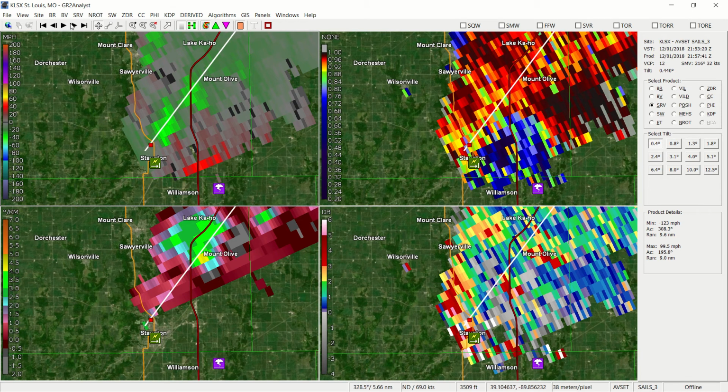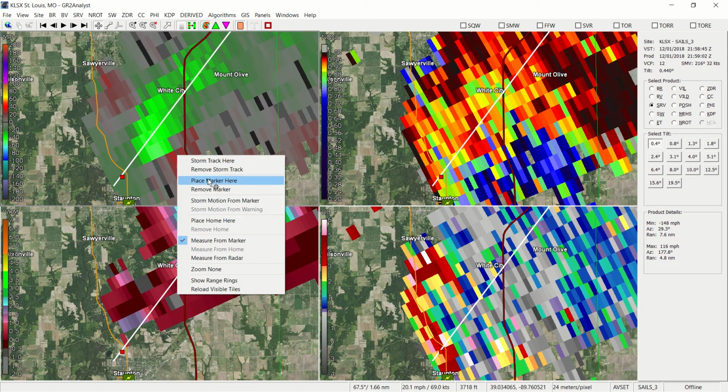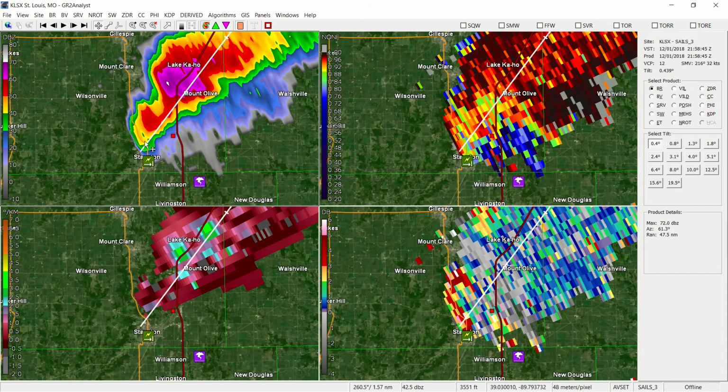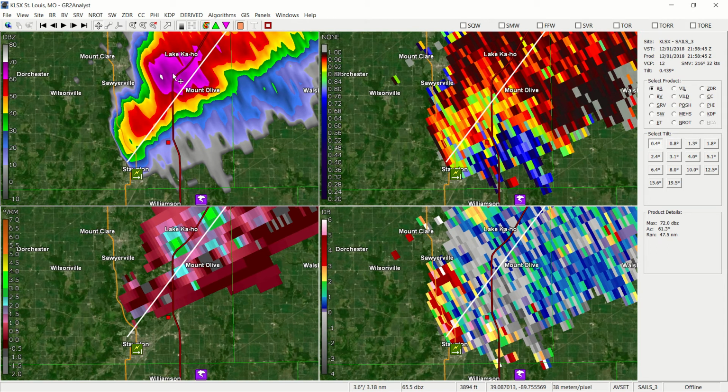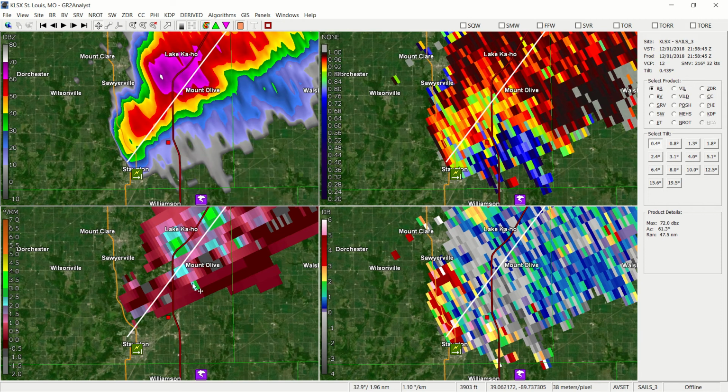And so can we see a debris signature in here? Are we able to pinpoint, so we'll place marker here. Can we see anything in the correlation values? So we do see there's kind of a weak echo region in this area. Stronger hail core starting to develop. So you can see by the lower differential reflectivity, and then also getting lower CC values indicating that.